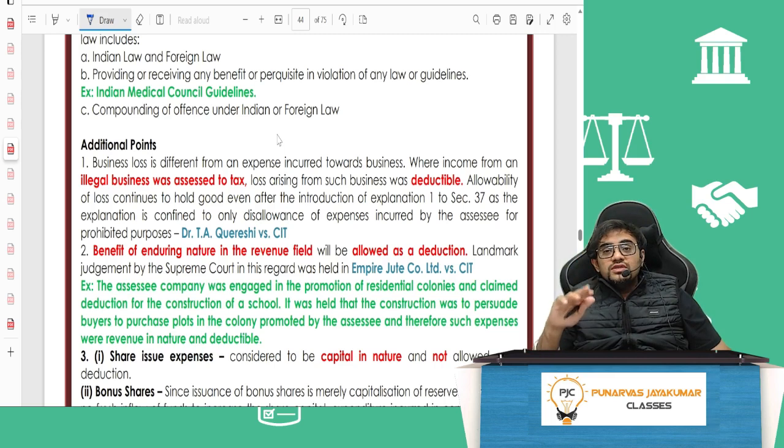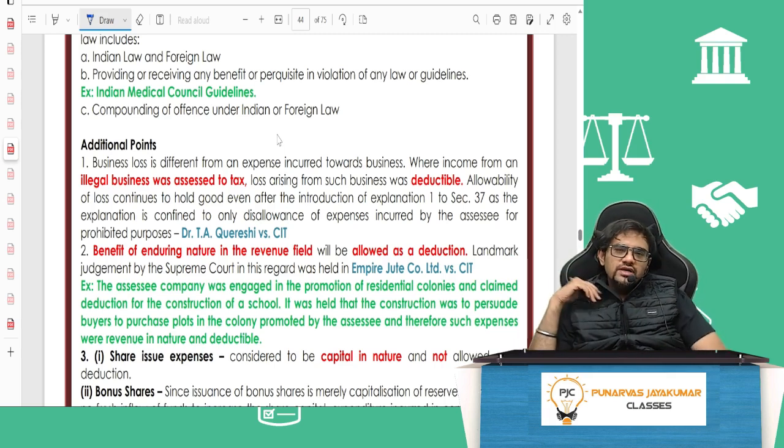That 1 crore, this T.A. Qureshi took it as a business loss. And he claimed it against his other income. Paracetamol income, he claimed it. Government said, hey, how is it possible? It is cheating. Then he said, no, read the law. Law says expenditure is not allowed, but I can allow loss now under 72. That went to the court and court said, yes, you are right. So very important to know, business loss is different from expense incurred towards business.